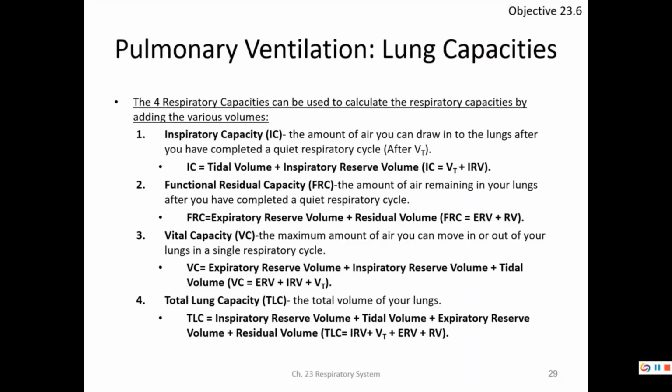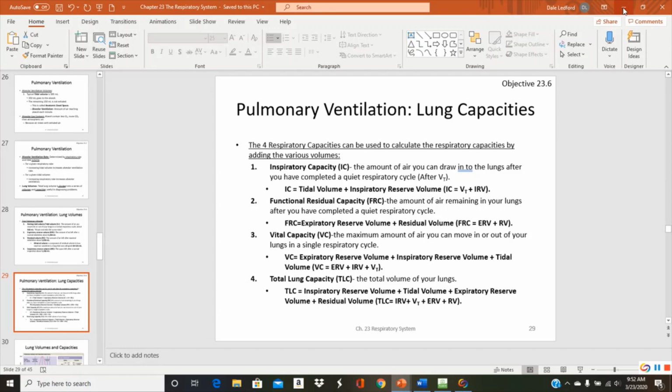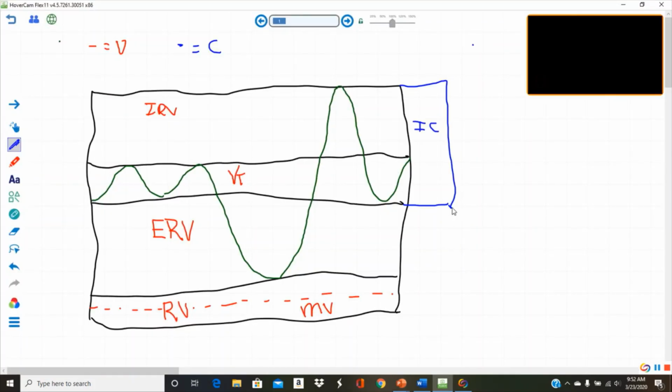Now, the next one is functional residual capacity, the amount of air remaining in your lungs after you've completed a quiet respiratory cycle. So, after tidal volume, in this case it's the amount of air left that you still could breathe out. So in this case, functionally, it's what's left over. That's ERV plus RV. ERV plus RV is functional residual capacity.